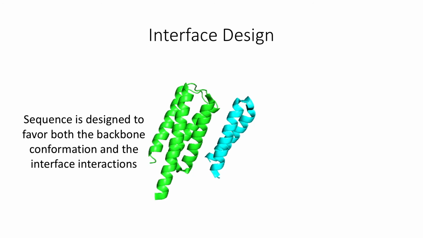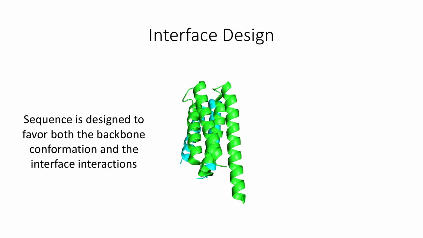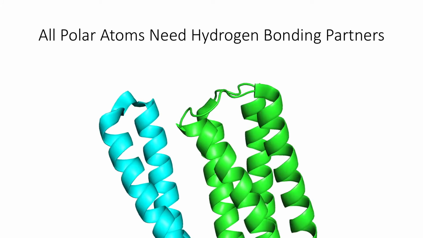So this is more advanced than my previous example because Rosetta needs to model a sequence that not only folds to the shape that you want, but also optimizes the sequence for those sidechain interactions across the interface. And this is where the challenge that I'm going to talk about today is introduced.